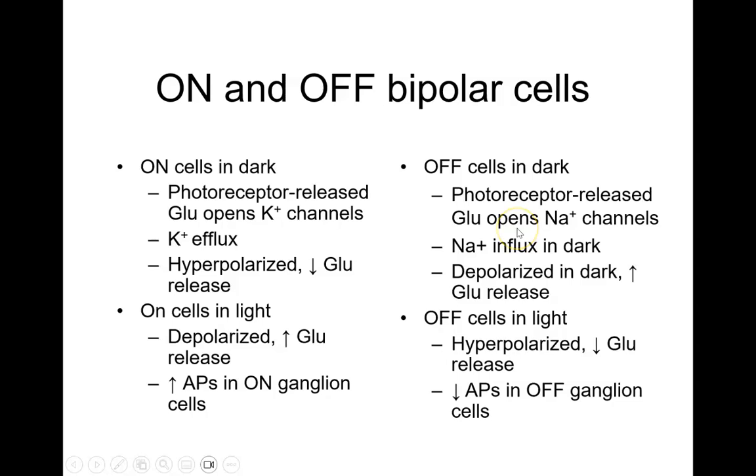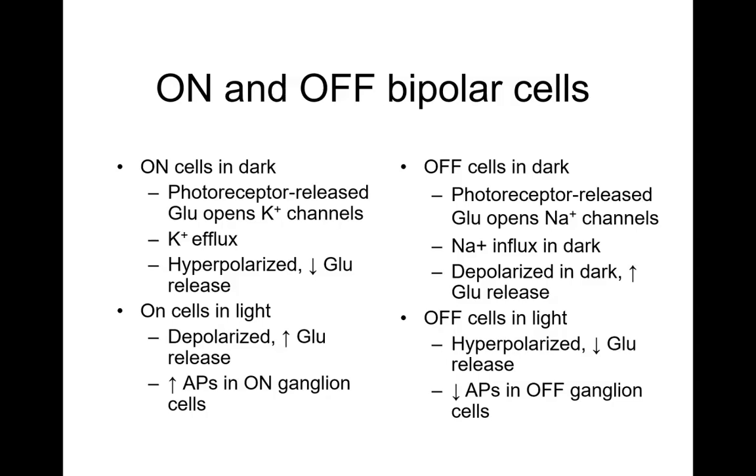Our off cells in the dark, our photoreceptors release more glutamate in the dark. This will have the effect of opening sodium channels, which will cause a sodium influx. Thus, we get a depolarization of off cells in the dark with enhanced glutamate release onto ganglion cells. In the light, sodium can no longer enter the cell because there's less glutamate release from photoreceptors and those channels can't stay open. As a result, we get a reduction in glutamate release onto ganglion cells, and thus we get a reduction of action potentials in off ganglion cells.